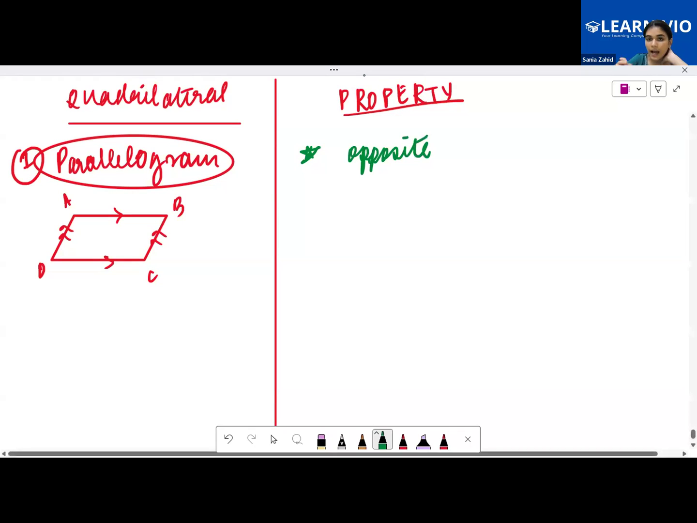Okay, let's do one thing. I'll ask you the question, then you have to tell me. Okay, what about the opposite sides? They are parallel and equal.